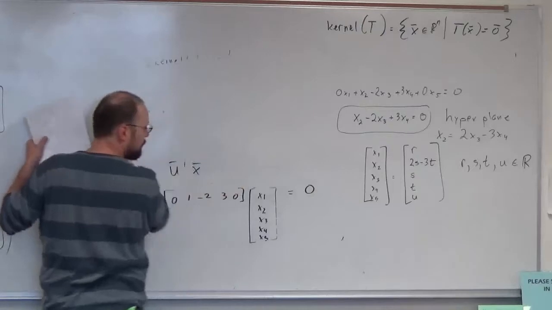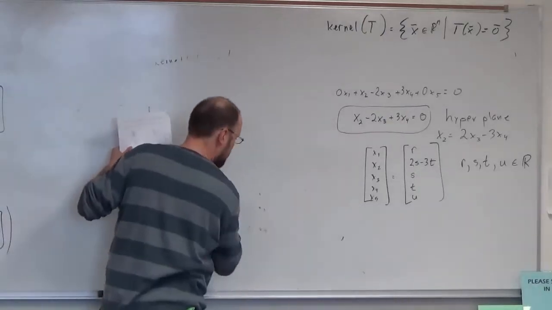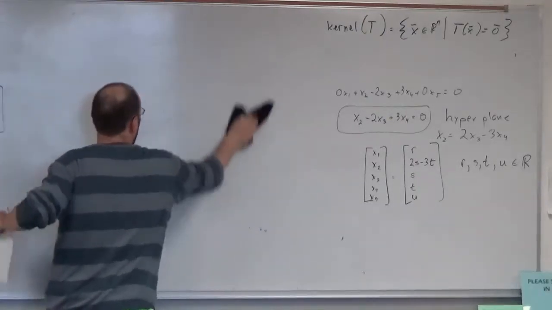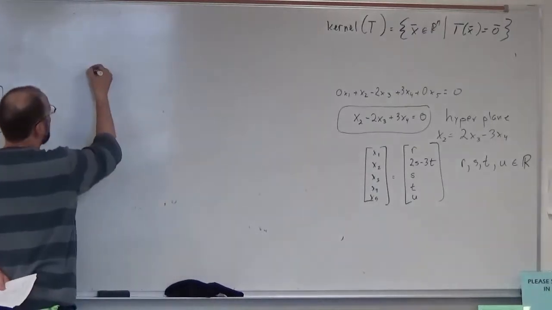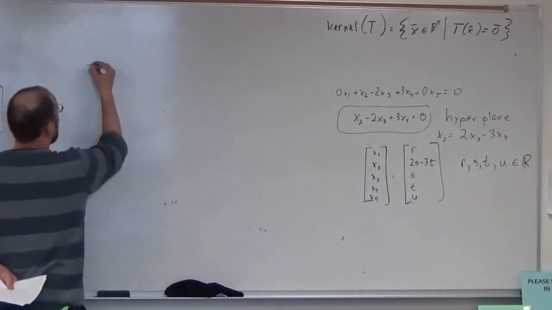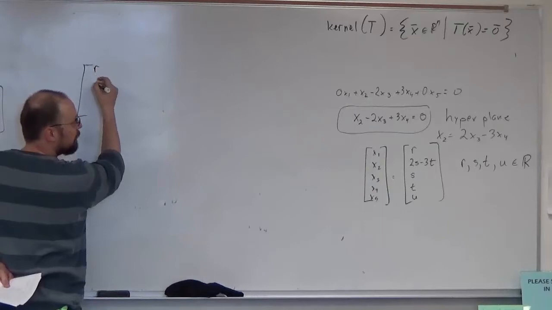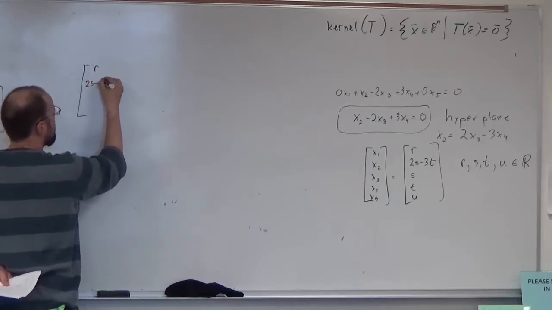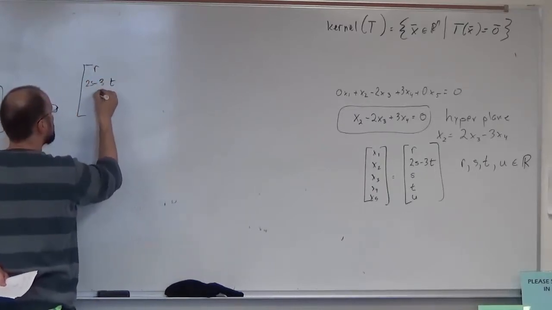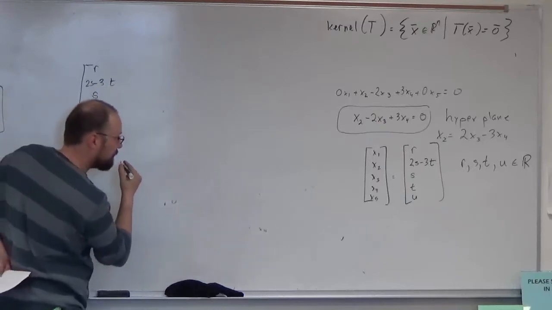Well, can we find the basis? Yeah, it's 4. We have 4 parameters. Can we find the basis? I think so, right? So this vector can be expressed as, let me just do it quickly. That's an S out of 5.